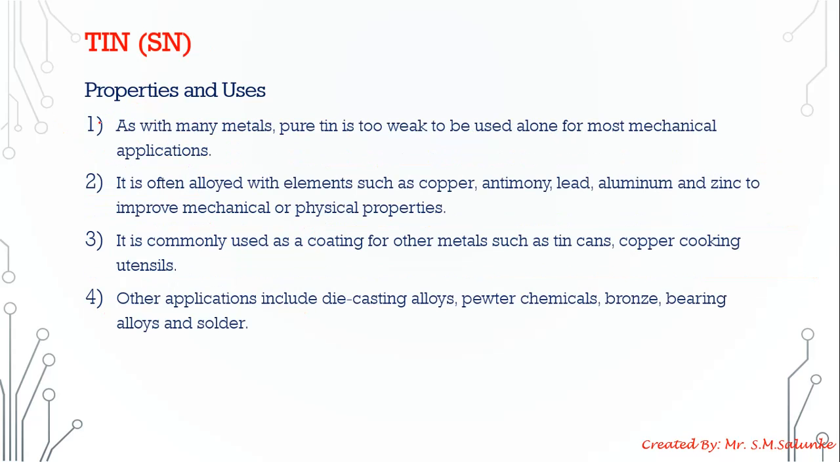Next is tin. Symbol is Sn. Let's look at its properties and uses. As with many metals, pure tin is too weak to be used alone for most mechanical applications. So tin should not be used alone as a pure metal. It should be used along with other metals, forming an alloy. So it is often alloyed with elements such as copper, antimony, lead, aluminum, and zinc to improve its mechanical properties.